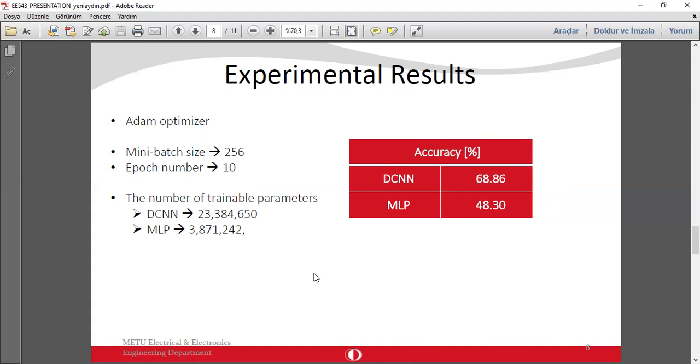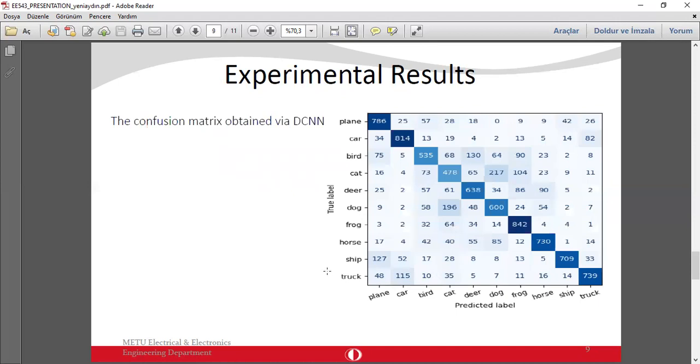multilayer perceptron. The accuracy results are given on the right, and we can see that DCNN is superior to MLP with these parameters. And also the confusion matrices are obtained for deep CNN and also multilayer perceptron. On the right, we see the confusion matrix for deep CNN. We have a good prediction for frog object and also plane and car objects in the images, but we have a relatively bad estimate for cat in this trained network.